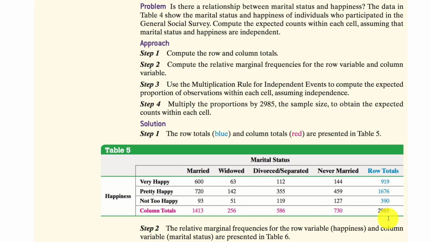You're going to do that for every cell. It is a bit tedious, but if you practice a little bit, it doesn't take that much time, and it becomes very, very straightforward. Let me show you how that's going to look on the calculator.